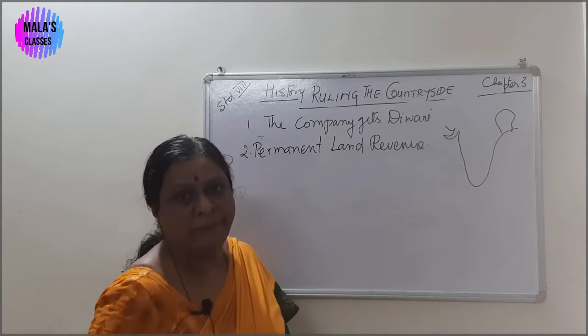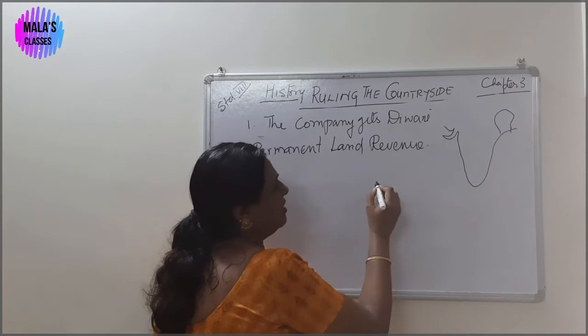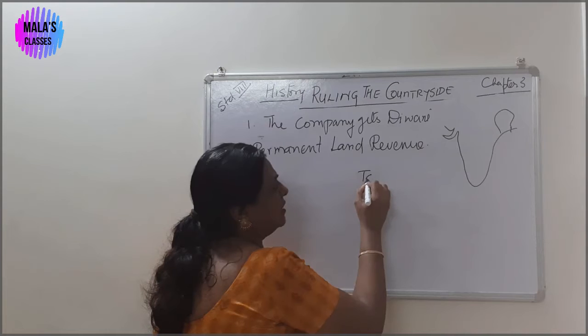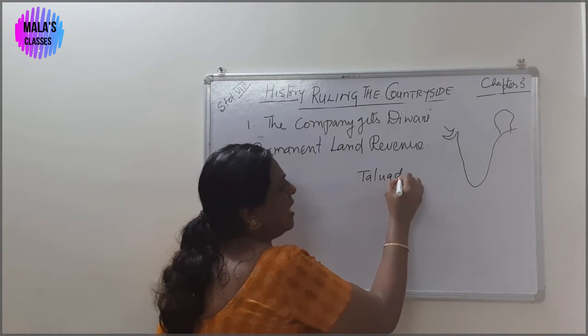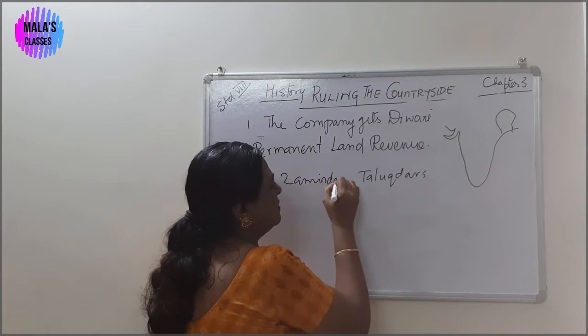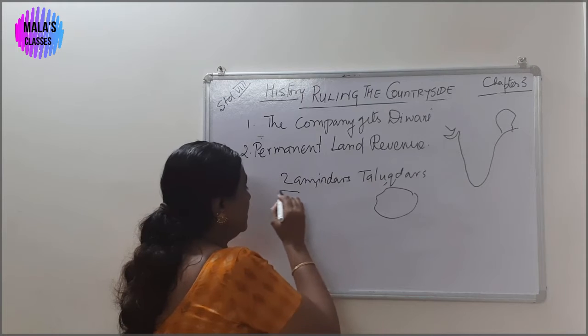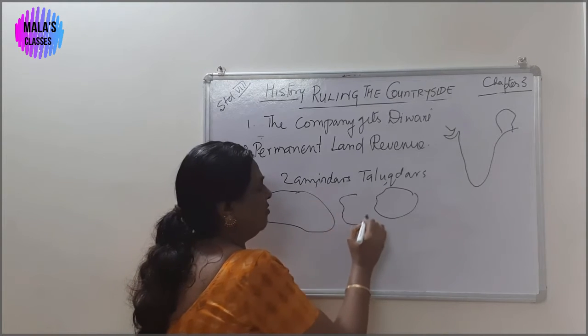Now what is this permanent land revenue system? In Bengal, they had a lot of talukdars, and they had zamindars, big and small zamindars. Talukdars had a certain area of land. Zamindars had a big or small area of land.